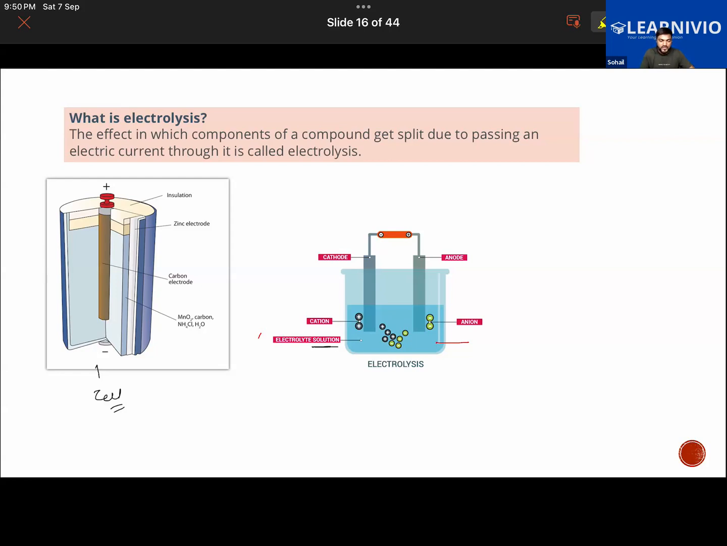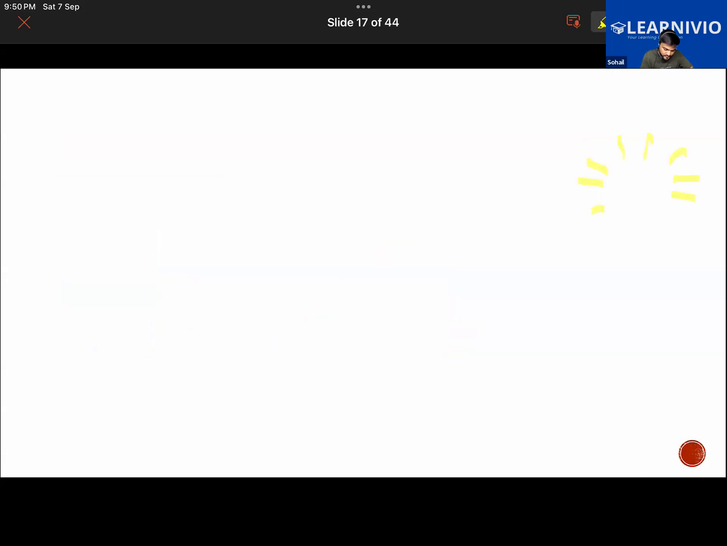Then the question is, what is an electrode here? Like these rods that you see here, we are going to learn about these. The first topic is electrodes.